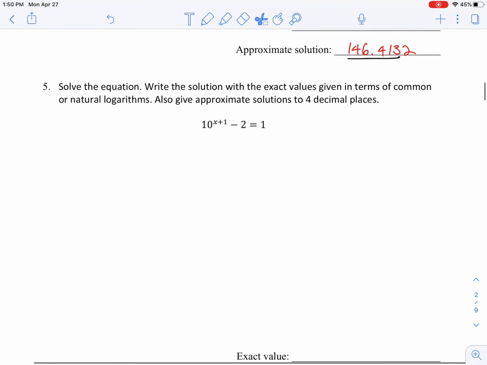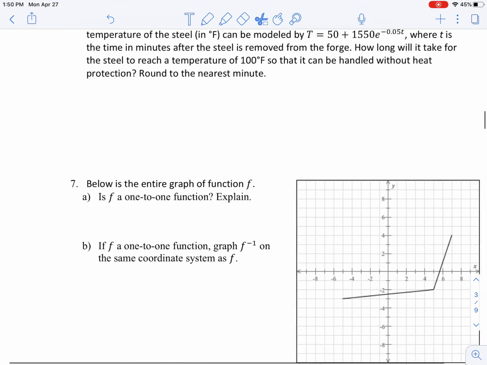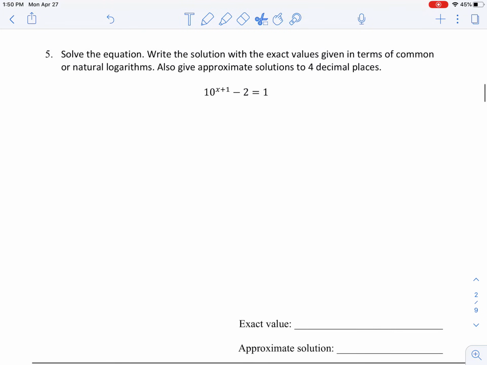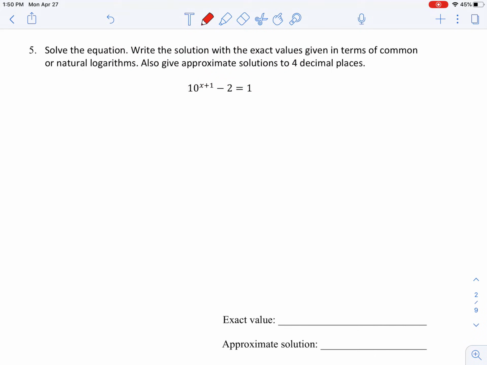All right, last one on this video, and I'll be back with some more word problems and some other types soon. All right, number 5, solve the equation. Write the solution to the exact value given in terms of common or natural log. Also give approximate solution to 4 decimal places. Now they said common or natural log. Guess what I'm going to go with? I'm going to go with common log this time.